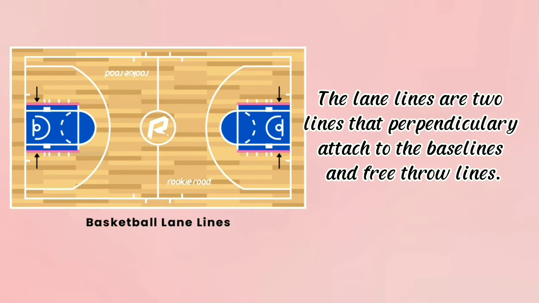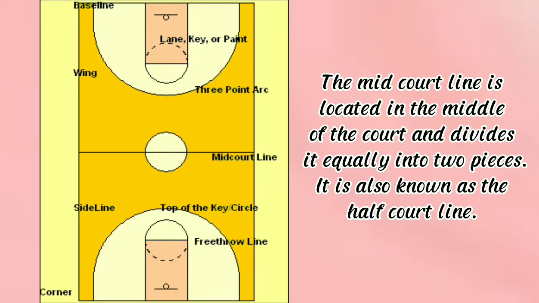The lane lines are two lines that are perpendicularly attached to the baselines and free throw lines. The rectangular area created by the free throw line and two lane lines is usually painted and referred to as either the key or the paint. The lane lines are 19 feet long. The midcourt line is located in the middle of the court and divides it equally into two pieces.